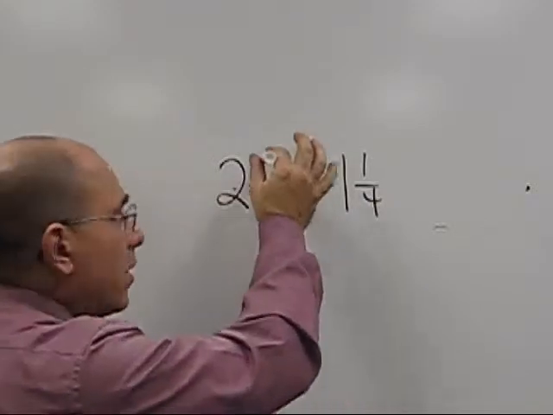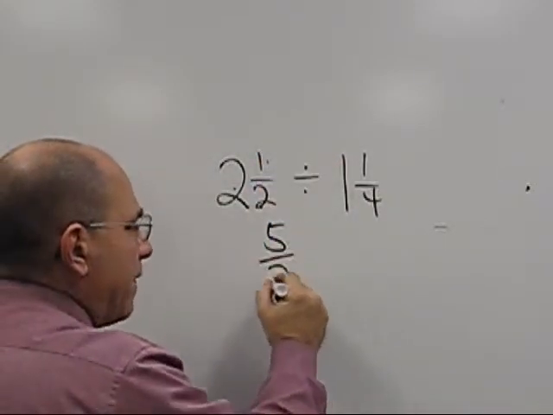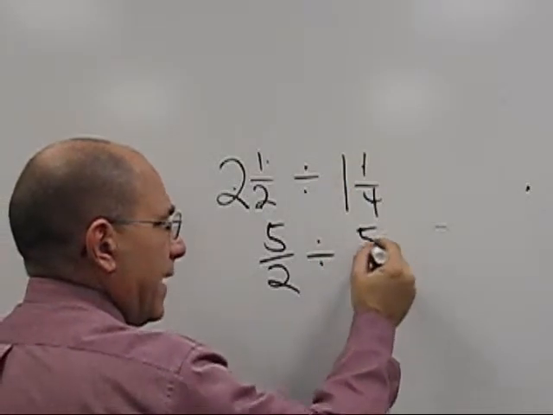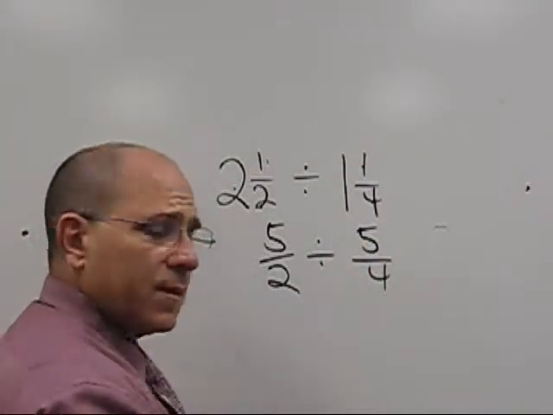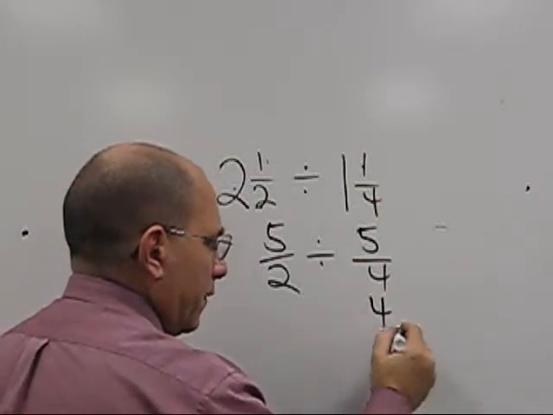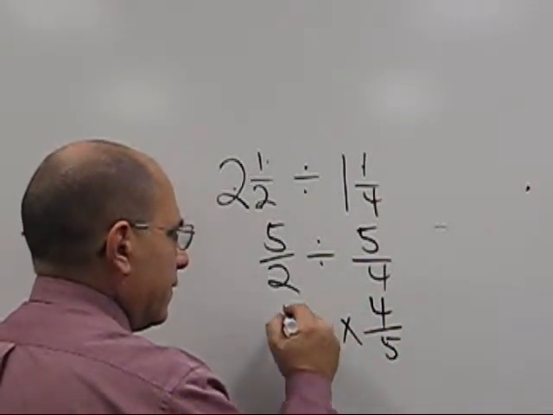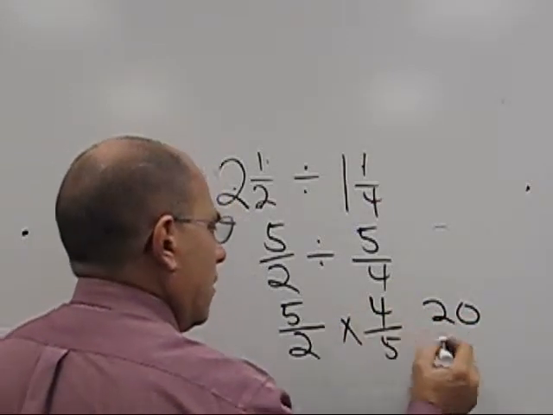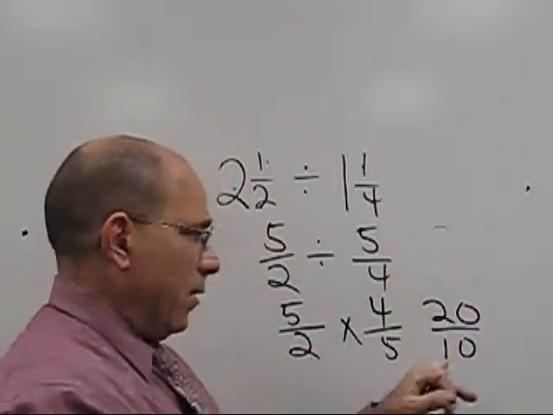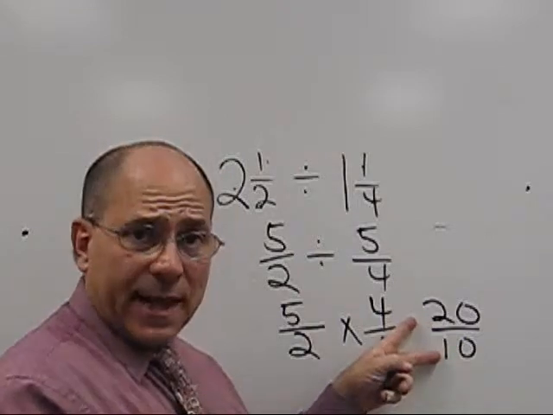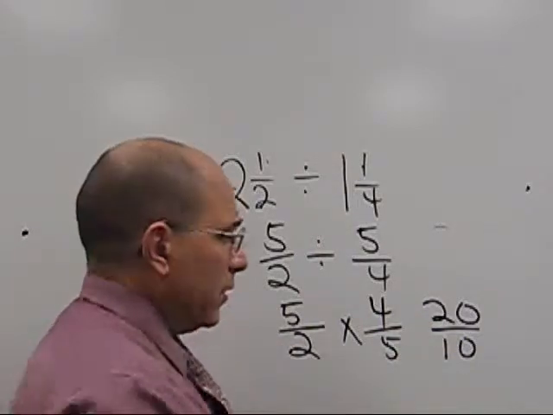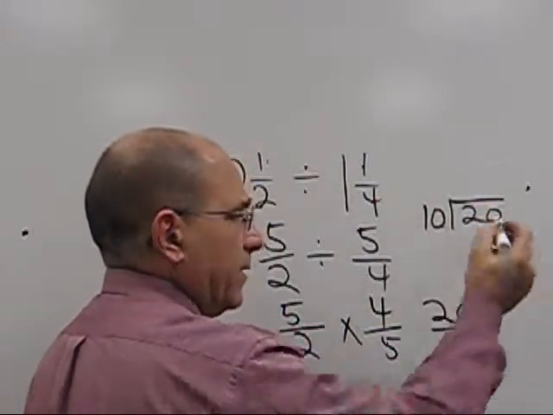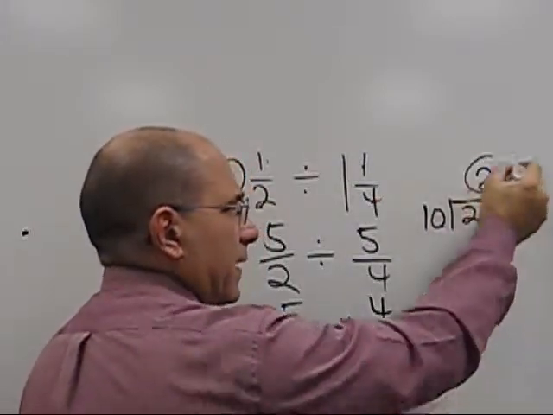2 times 2 is 4, and 1 more is 5/2. Divided by 4, and 1 is 5/4. Now flip the divisor. 4/5 times 5/2, and you're going to get 20/10. Now, when we have an improper fraction as an answer, I've also taught your children to go ahead and divide the denominator into the numerator, and the reason I do is because that's my final answer right there.